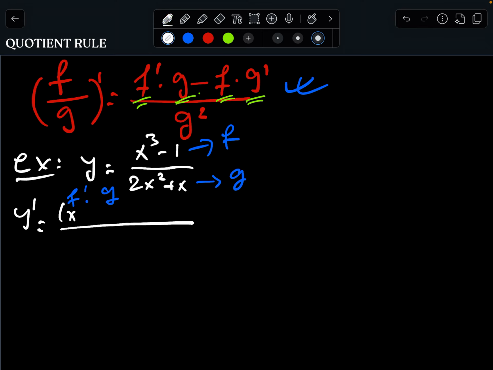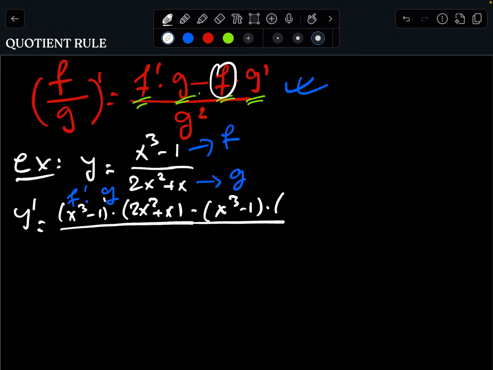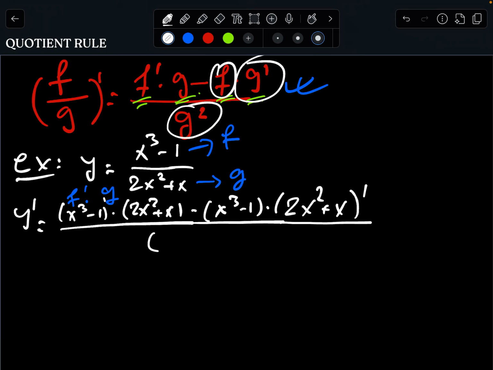The derivative of x cubed minus 1, prime, times the denominator 2x squared plus x, minus, okay, the numerator, so that's x cubed minus 1, times the derivative of the denominator. The derivative of the denominator is 2x squared plus x, prime. And then the denominator of this derivative is the easiest one, because all you have to do is just square the denominator. So I'm just going to write 2x squared plus x. I'm going to copy the denominator and raise it to the power 2.